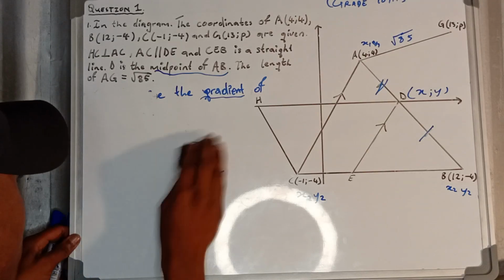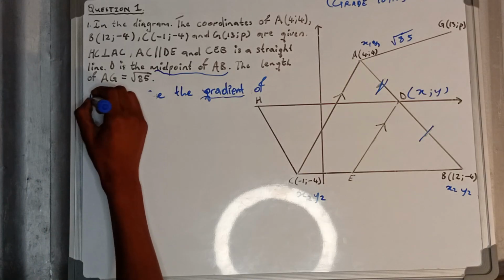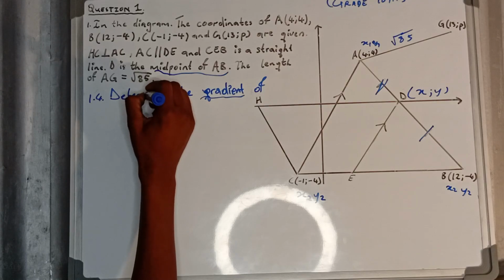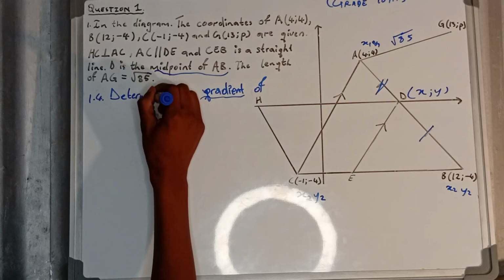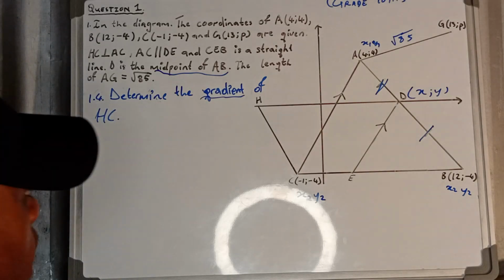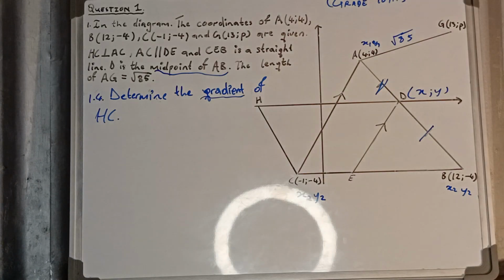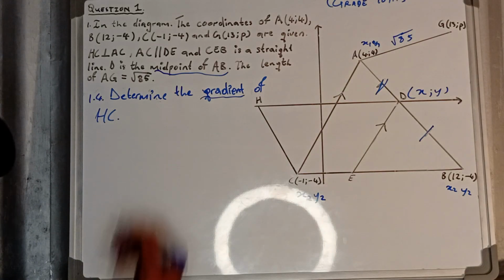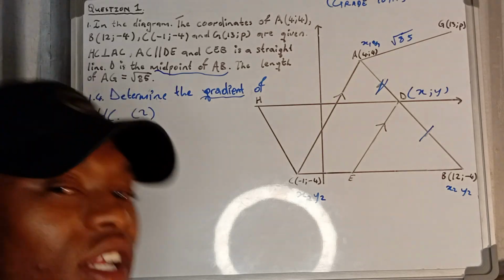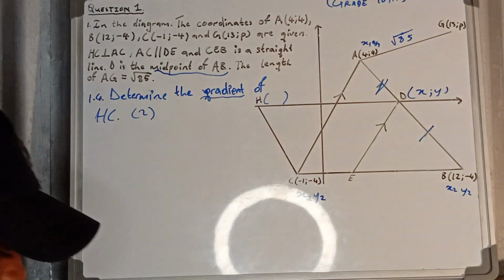That cannot be. I don't know why I raised that, because they said gradient again. So 1.4, they said determine the gradient. Now they say the gradient of HC. Where is HC? Here is HC. And they give 2 marks for this. We are not given the coordinates of H there.